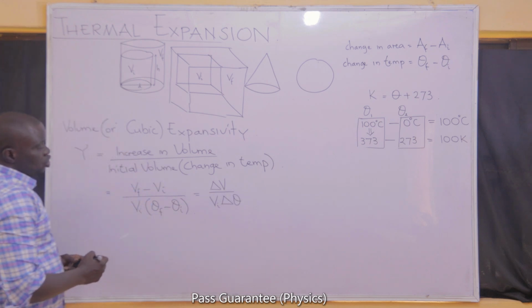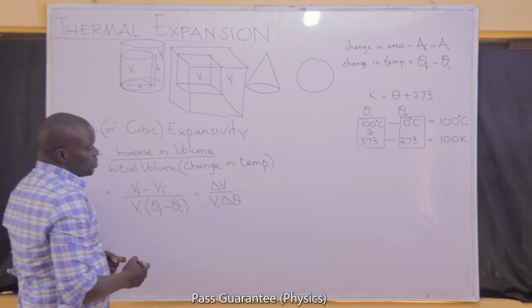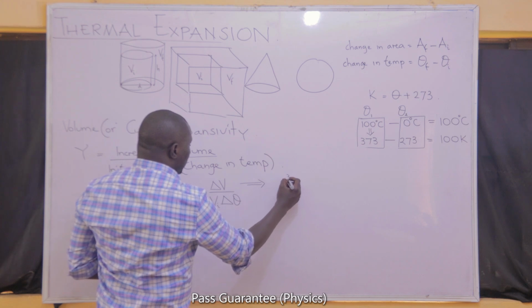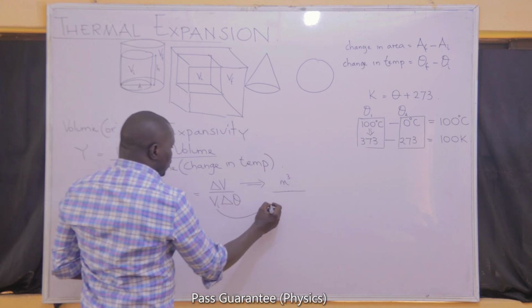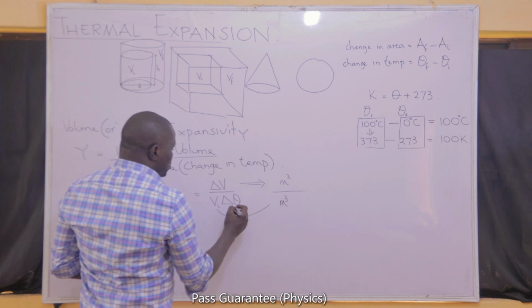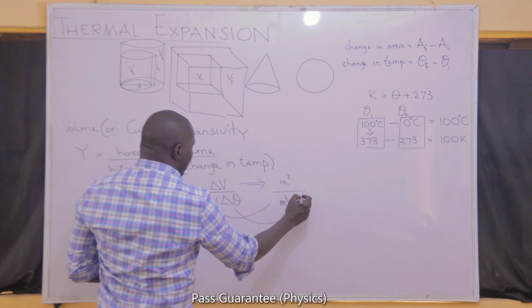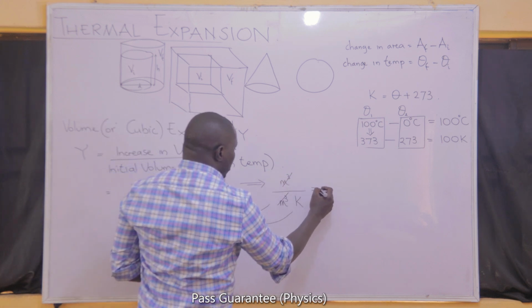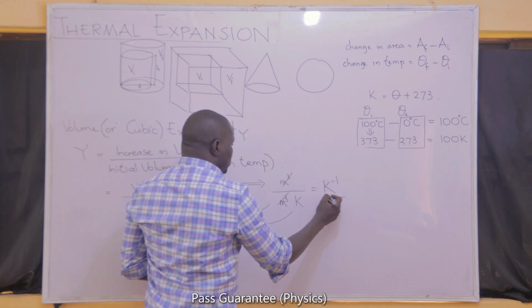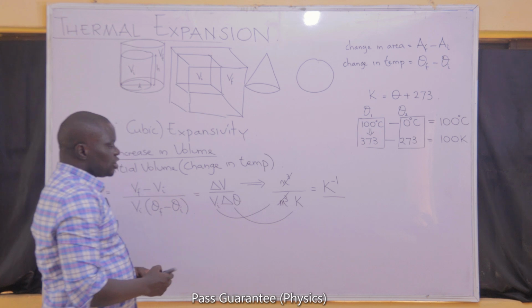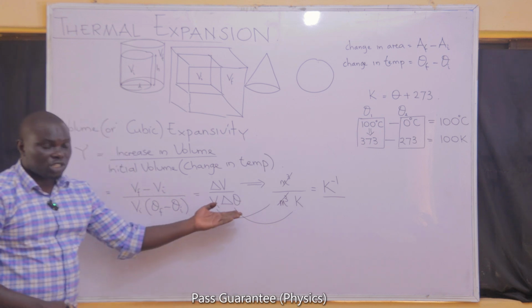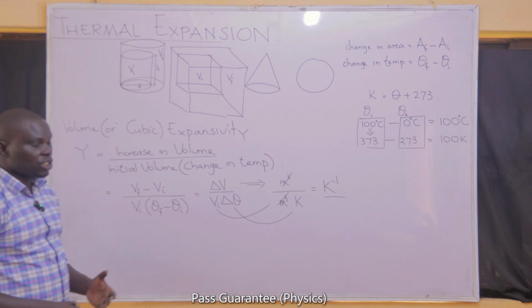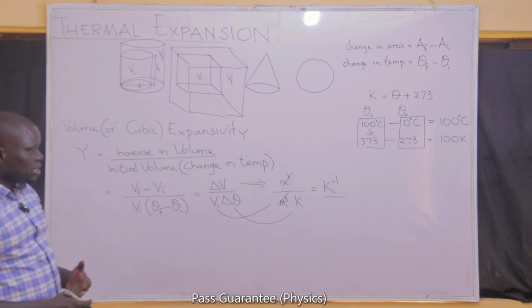If we decide to get the units of cubic expansivity, we expect the unit of change in volume to be meter cube because it is a volume value. We expect the unit of initial volume to be meter cube, and we expect the unit of the change in temperature to be Kelvin. So we can now cancel out meter cube and meter cube, while the unit becomes per Kelvin. As I've said for areal and linear expansivity, you can work with degrees Celsius or Kelvin as your temperature, because what we are using here too is change in temperature, and you will still get the same answer.